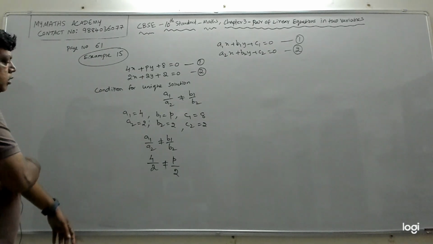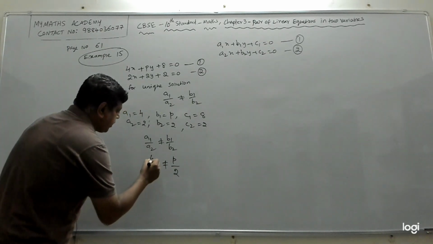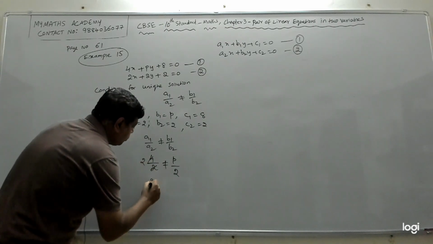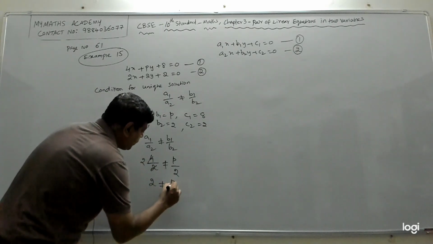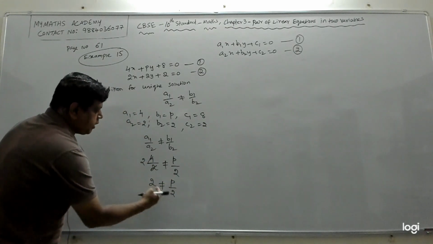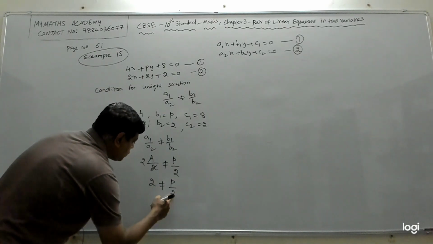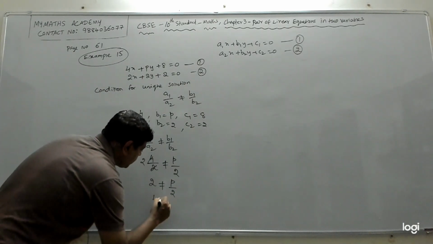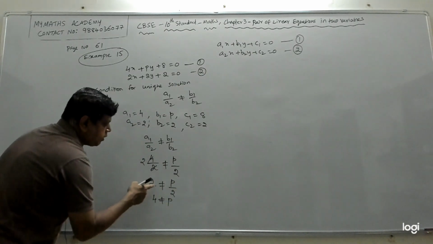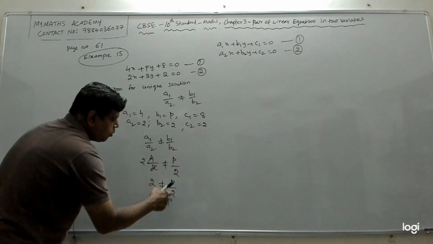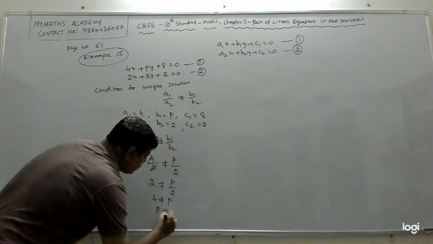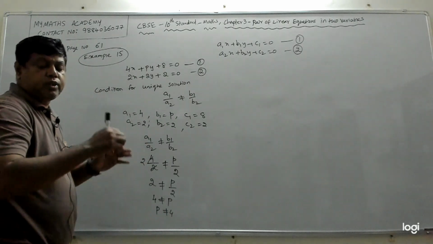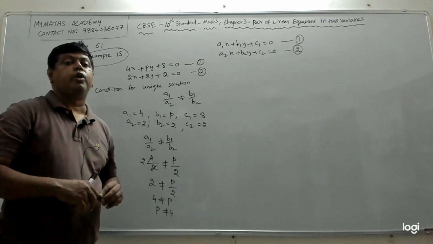So what do we get? If you cancel, 4 by 2 gives 2. So 2 is not equal to p by 2. Now cross multiply: this 2 goes here and it becomes 2 into 2, which is 4. So 4 is not equal to p, which means p is not equal to 4. When p is not equal to 4, it will have a unique solution.